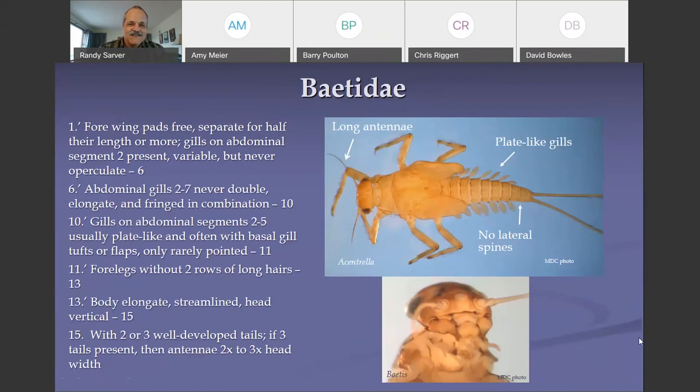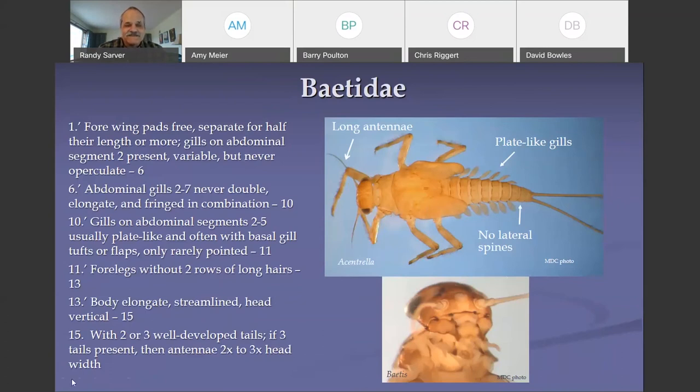In these cases, you're going to mostly have gills on 1 through 7, the abdominal gills. These are usually plate-like gills. Okay, so if you're back to 13', body elongate, streamlined, you go to 15. With two or three well-developed tails, if three tails are present, then the antenna is 2 to 3 times the head width in length. It's a long antenna, though some of them have shorter antennas. This is kind of a tough little group, but they are common.